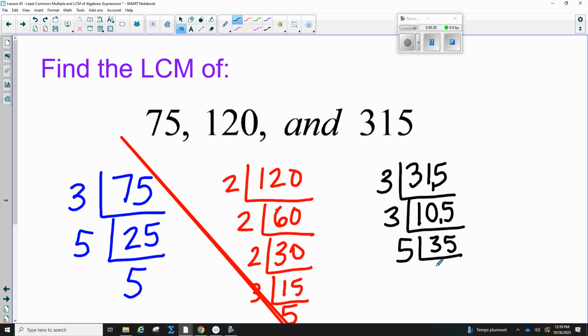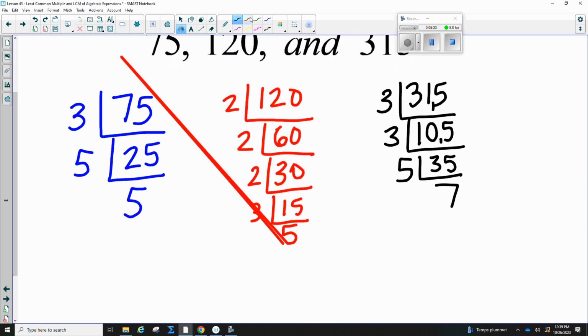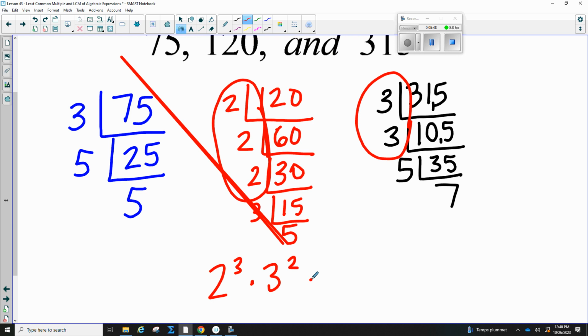7 times. All right, so start with your 2's. Which one of these has the most, and how many are there? Yeah, right here. So I need 2 cubed. All right, then go to your 3's. Which one, how many do I need? I need 2 of them. All right, so I have 3 squared. And then I have 2 5's. And then I have 7.